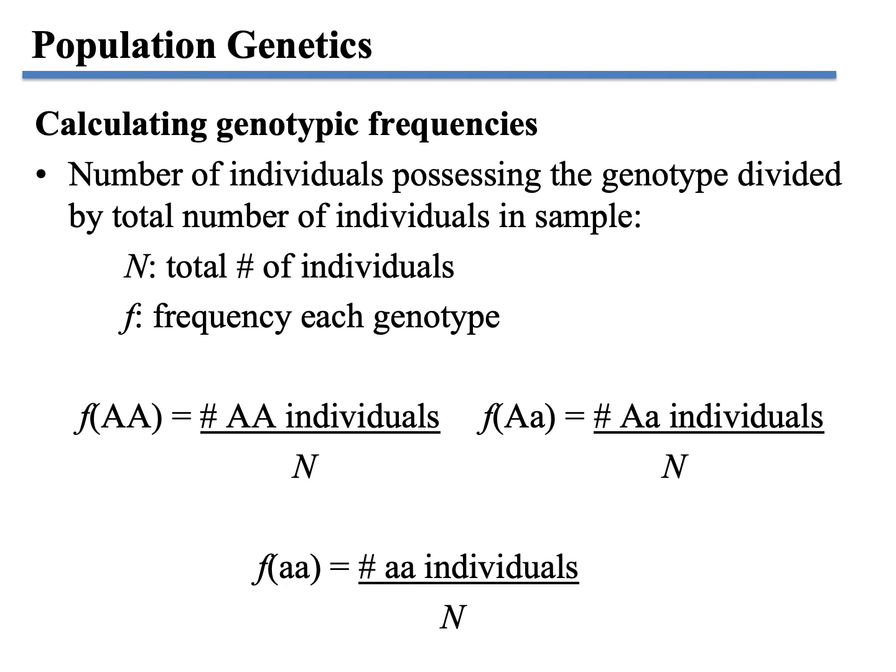And we can calculate genotypic frequencies given the number of individuals of a specific genotype and the total number of individuals in the population. So if we look at the frequency of the homozygous dominant genotype, that is the number of homozygous dominant individuals divided by the total number of individuals in the population. And you can see the formula holds true for the frequency of the heterozygous genotype as well as the homozygous recessive genotype.